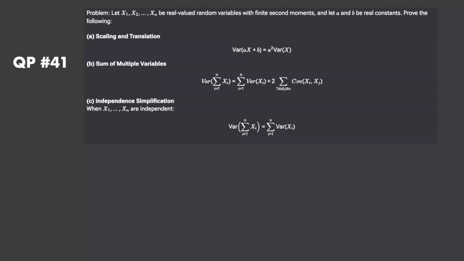Hello everyone, today let's take a look at QP41 where we're just proving some useful facts about variance that are going to come in useful later, right? So let x1 all the way up to xn be real random valued variables with finite second moments, and we have a and b that are constants, and we have to prove the following.